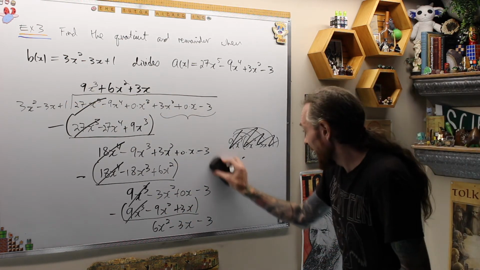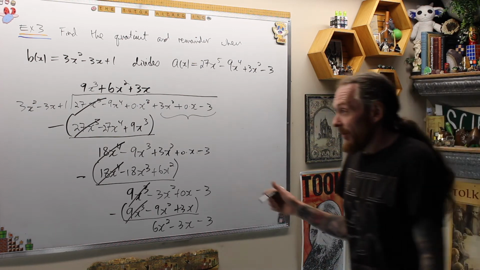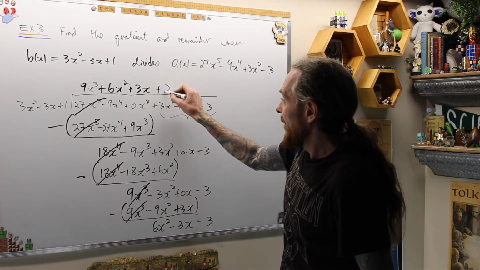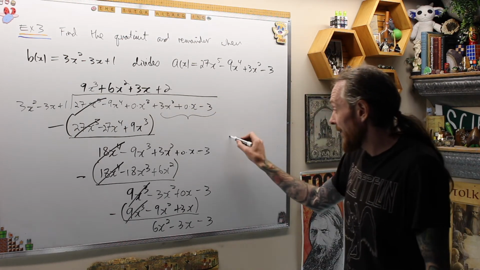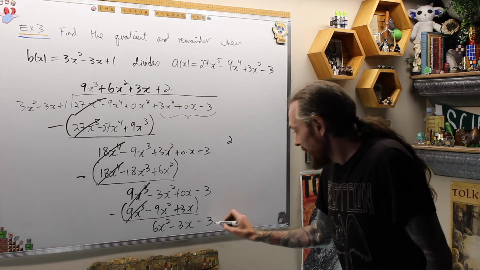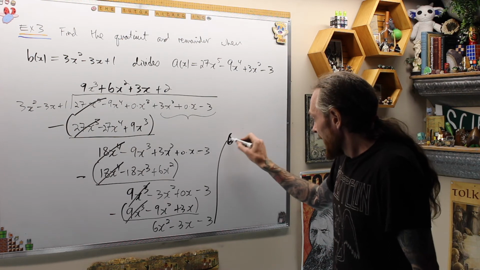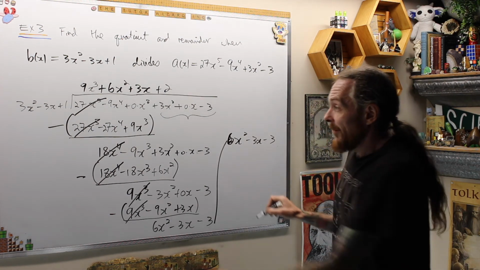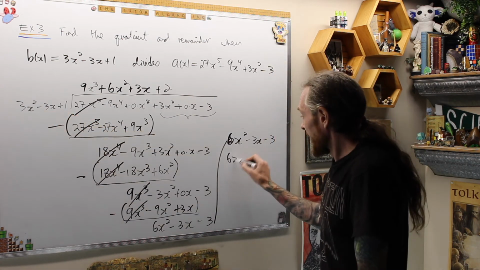My final step will be, what do I multiply this by to get that? A 2. And so what am I going to get? Let's move this up the same way we would. We have 6x squared minus 3x minus 3. If I multiply that, what am I going to get?